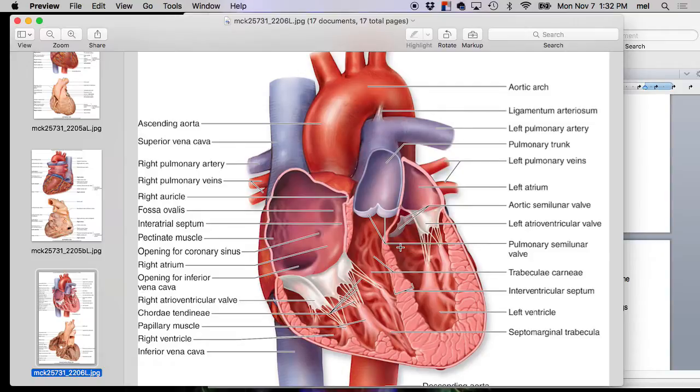And then the next name for it is the bicuspid, right? Because it's got two big flaps. And then the next name for it is sort of a historical relic, but it's really commonly used clinically, so you have to know it. So the next name for it is called the mitral valve. And the mitral valve is based on its shape.